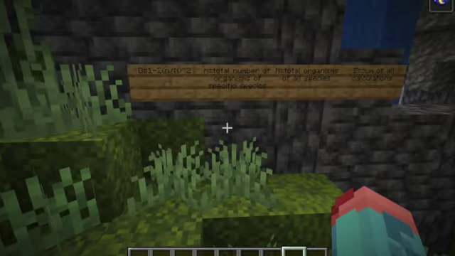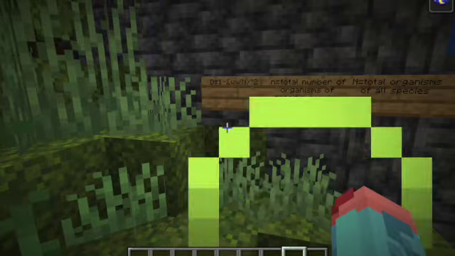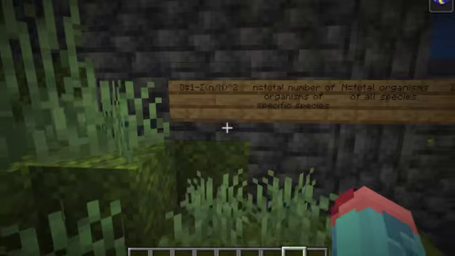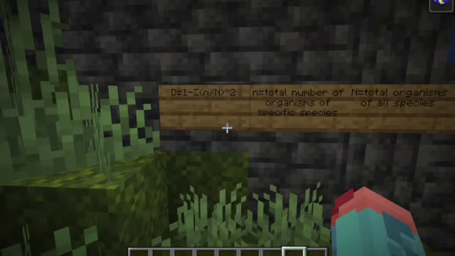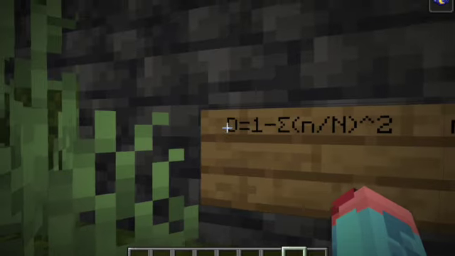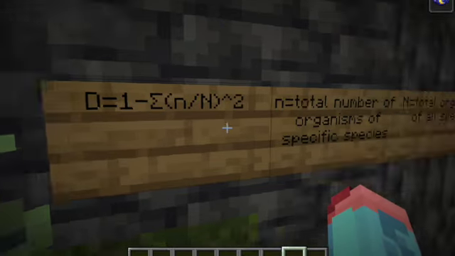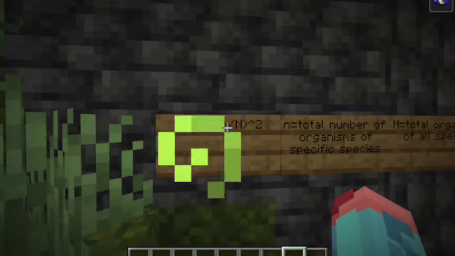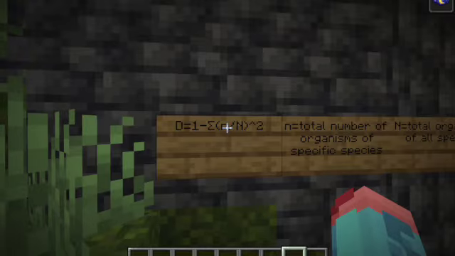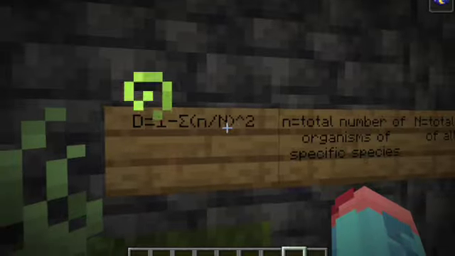So next up, we'll see how we can mathematically measure the biodiversity of a habitat. The Simpson's Diversity Index measures the biodiversity of a habitat, with a larger final value meaning the area is more biodiverse. So this is the equation. D, meaning diversity, equals 1 minus the sum of small n, which is the number of organisms of one species, divided by big N, which is the total number of organisms of all species, squared.